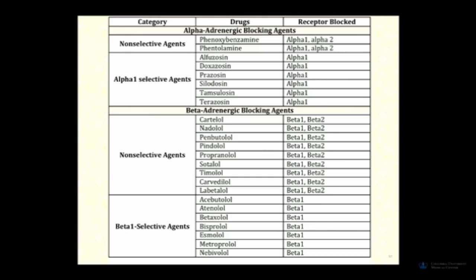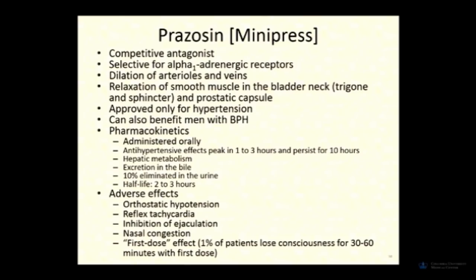The non-selective agents for the alpha receptors, as I mentioned, were phenoxybenzamine and phentolamine, and then the alpha-1 selective agents are the -osins. Prazosin is our prototypic one. It operates through very basic competitive antagonism, so it directly competes for the alpha-1 receptor. It's very selective for the alpha-1 receptor, like all of these selective blockers.